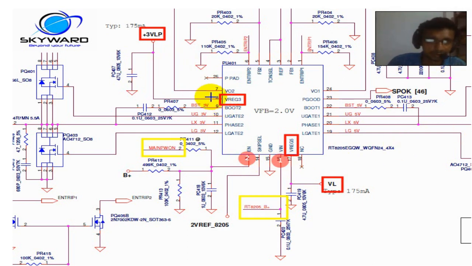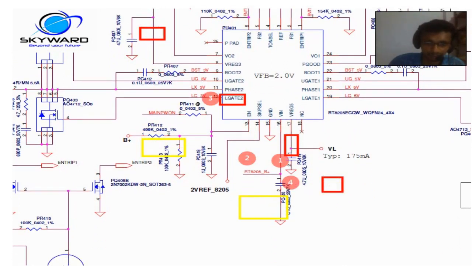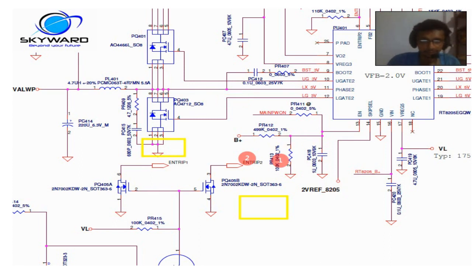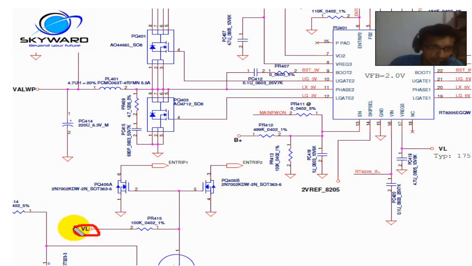So let me draw it. This is the 2nd, 3rd, and this is 4th, right? After this, this VL, this 5 volt, is also known as linear 5, and this is also known as linear 3 volt, right? So in this schematic diagram, this linear 5 volt is going to, you can see it here, there VL for these two MOSFET, right?